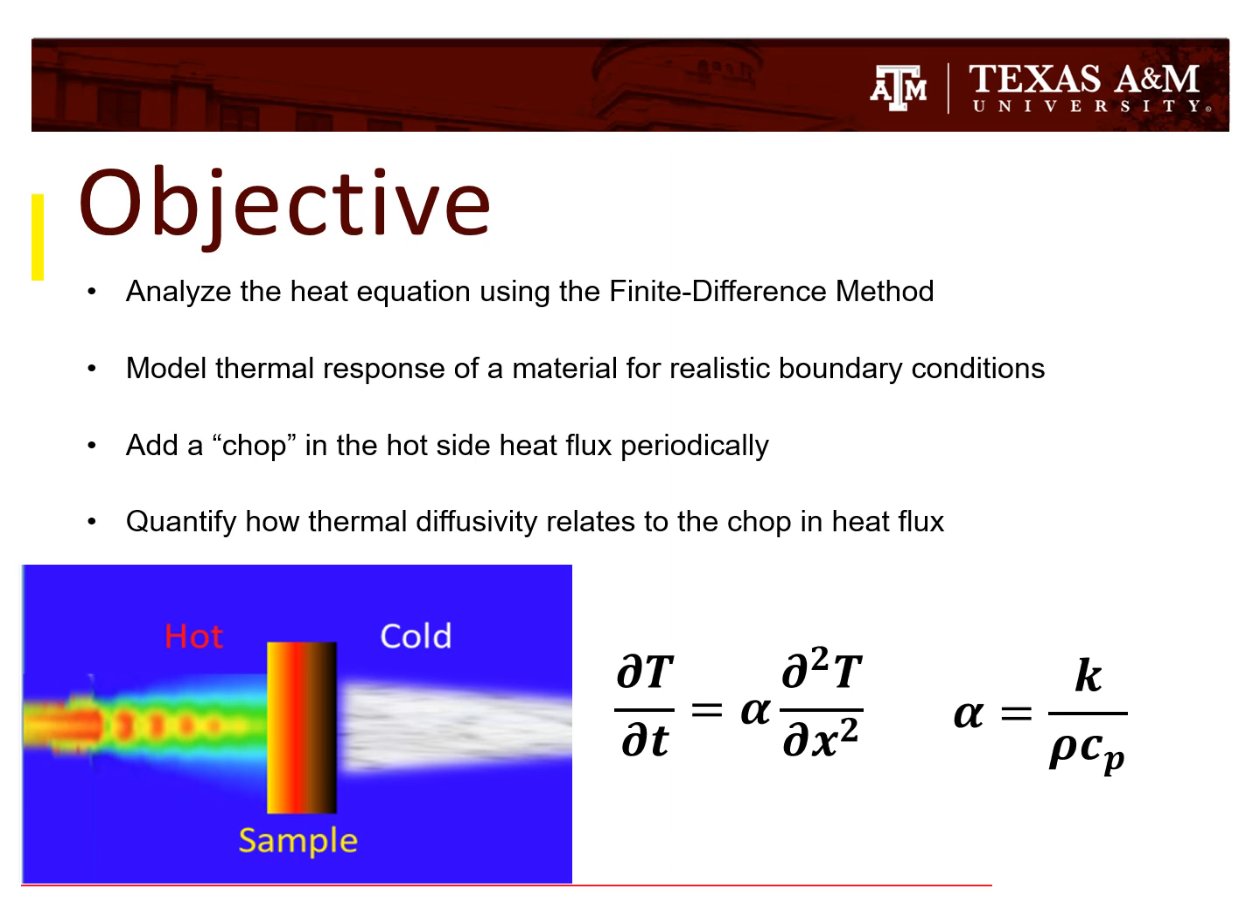Then we will add a chop in the heat flux on the hot side, which will happen periodically, and will temporarily lower the temperature at the hot side, which will then be felt on the cold side and allow us to extract the thermal properties that we're looking for. We will then use these results to quantify how thermal diffusivity relates to the chop and heat flux.